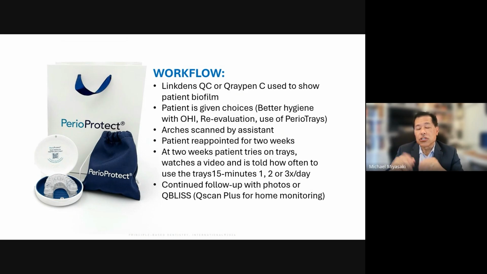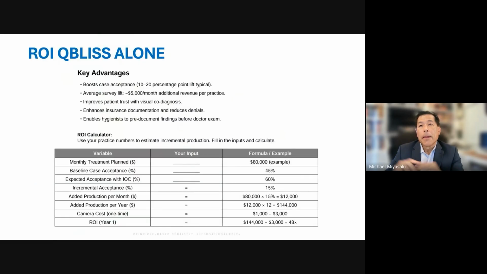And then the patient tries the trays in. We show them a video of how to use it, tell them how often to use it, once, twice, 3 times a day for 15 minutes. And then we follow up with them. When we follow up with them, we can use the QBLISS technology to monitor them and motivate them and show them how their gums are getting better, how the biofilm is being broken down, and how their new actions at home are benefiting them.